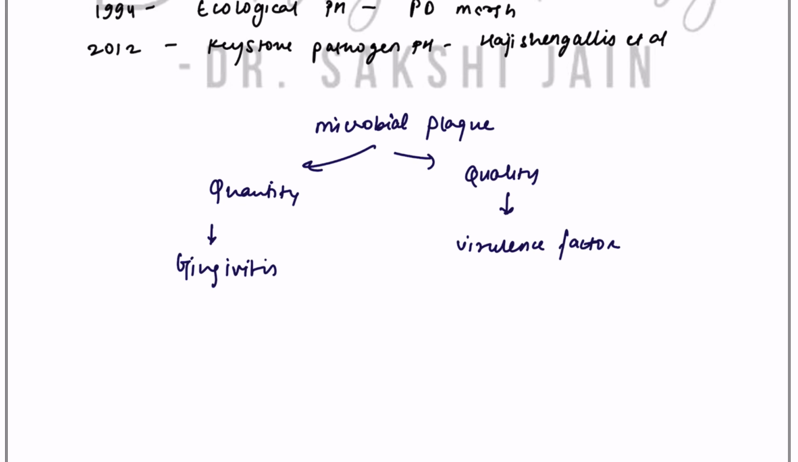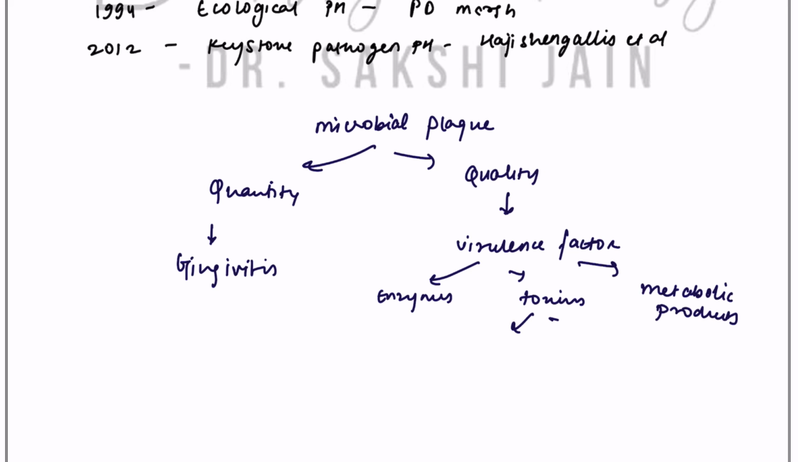Now what is virulence? It is the degree of damage a bacterium can cause to the host. This virulence factor depends on various factors like enzymes, toxins and metabolic products. There are various enzymes, namely collagenase, elastase, trypsin-like protease and complement protease.